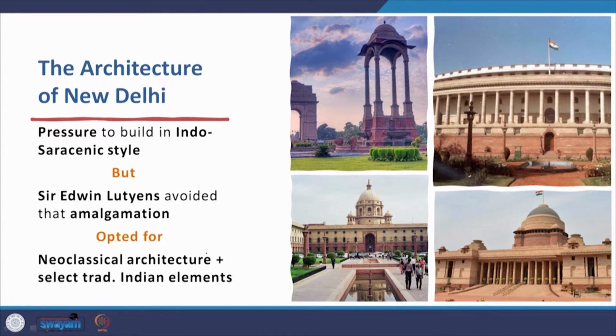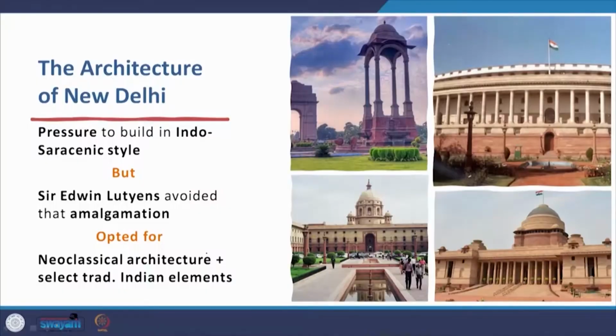The architecture of New Delhi, there was a pressure to build in the Indo-Saracenic style. Enough pressure had been built by people like Grouse and Swinton Jacob, but Sir Edwin Lutyens avoided that amalgamation. I already told you that was a political compulsion. Therefore, he opted for a neoclassical architecture with select traditional Indian elements, and we look at that.